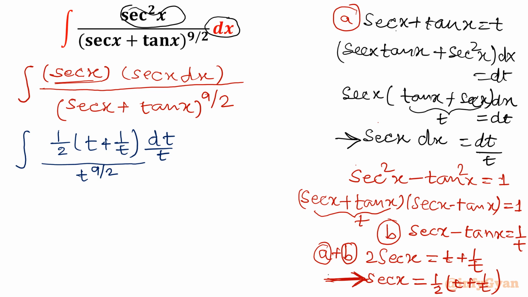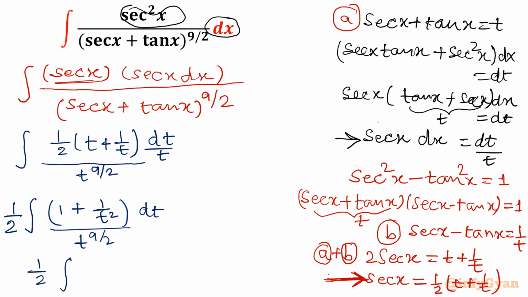Opening the numerator, half is a scalar quantity, so put it outside. That will give us 1 plus 1 over t square, dt over t raised to the power 9 over 2. In the next step we will write half integration of t raised to the power minus 9 over 2 plus 1 over t square, and this is minus 4.5 minus 2, which is minus 6.5. So t would be raised to the power minus 13 over 2, dt.